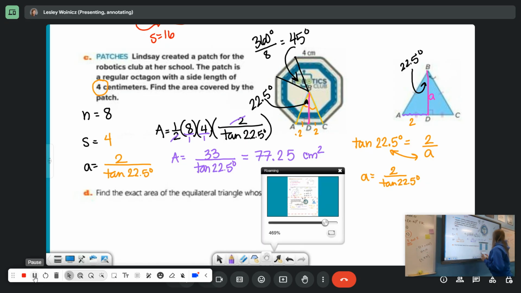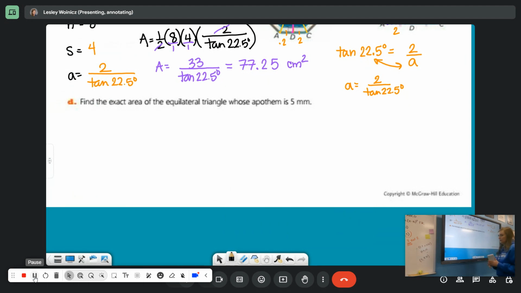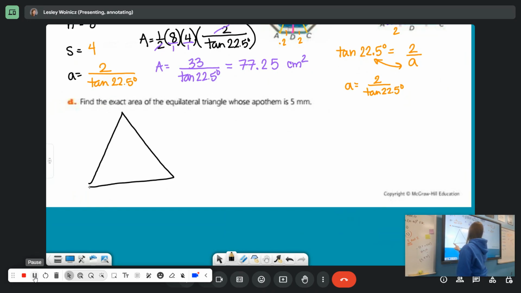Okay, that was fun. All right, next, we get to draw our own picture. Yay! Okay, I'm going to do my best to do an equilateral triangle. Okay, that's not the worst. All right, we know that the apothem is 5 millimeters. So remember that the apothem goes from the center of, now don't make your center up here. It's going to look like it's kind of low. So from the center to the side is 5.